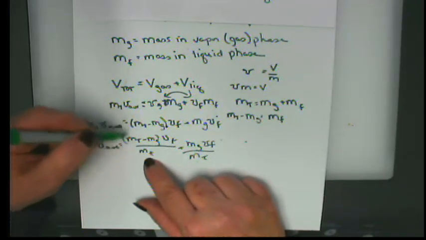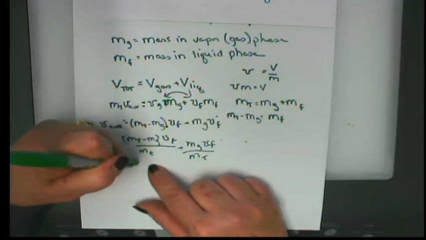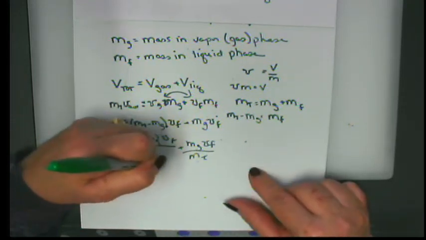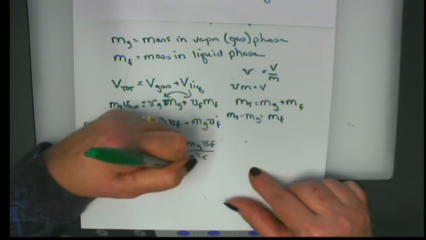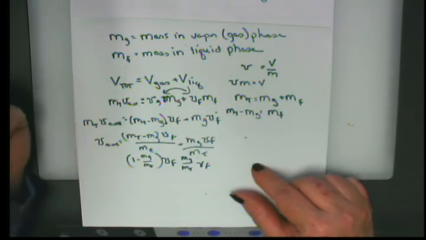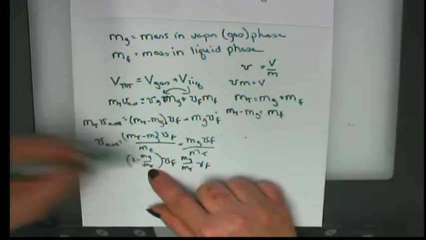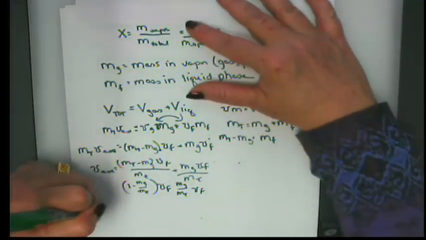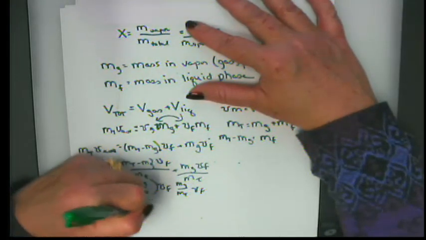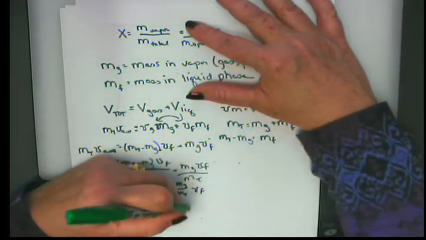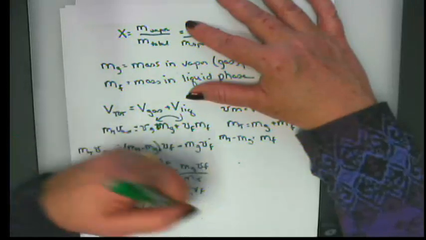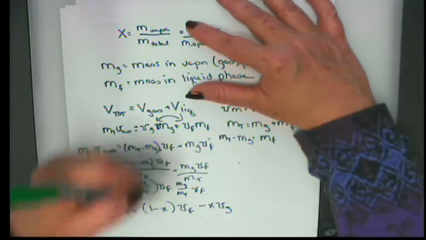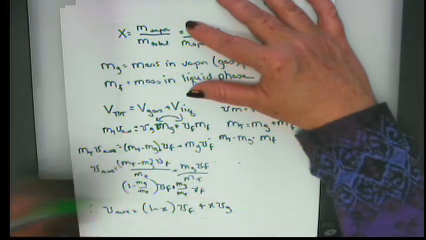Okay, and if I separate this out, I can see that this is going to be 1 minus M sub G over M sub T times V sub F, and this is going to be M sub G over M sub T times V sub G. And what we see then is that this is actually equal to X. So I can say, therefore, V sub average is equal to 1 minus X times V sub F plus X times V sub G. Plus, plus, plus. There we go.